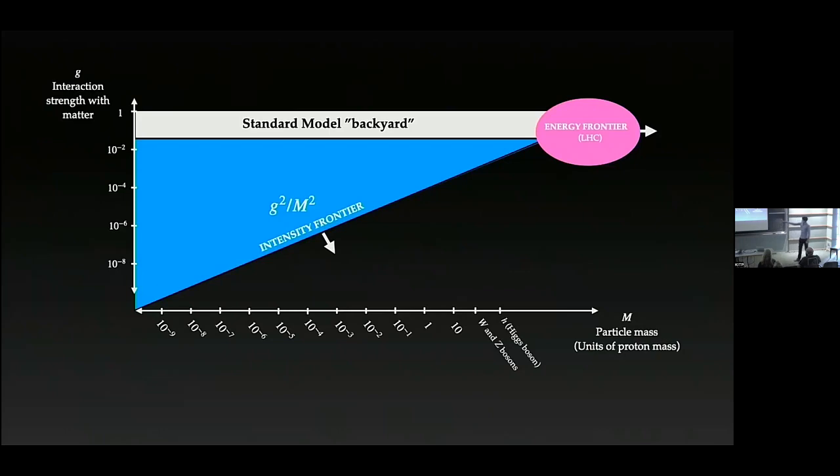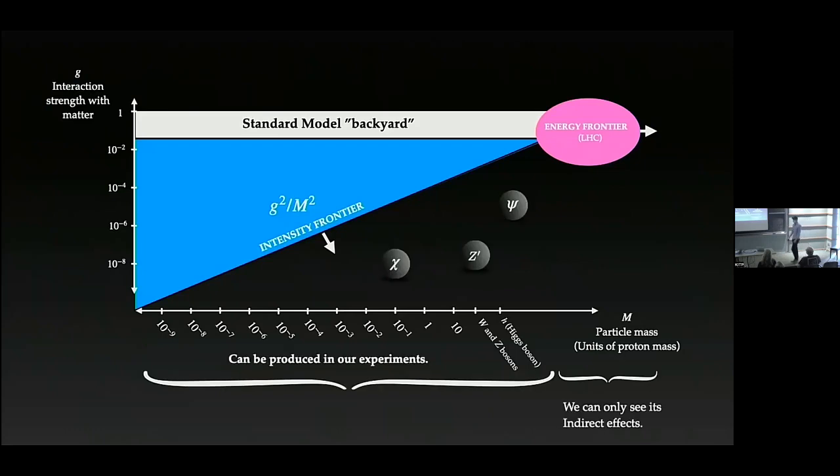And like I said, the typical mediators here have an interaction strength of G over M. So I'm pushing on this diagonal line down here. And that's where we're hoping we may find physics beyond the standard model. So maybe it's not here to the right at large energies, but it may be here down in the diagonal, at low couplings and low masses.